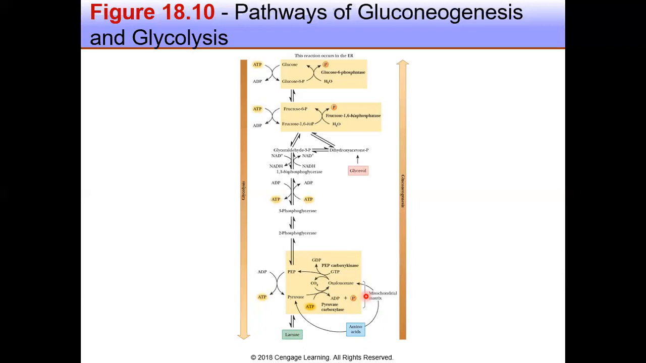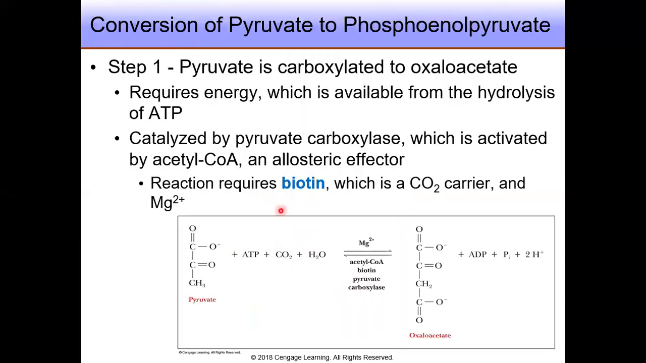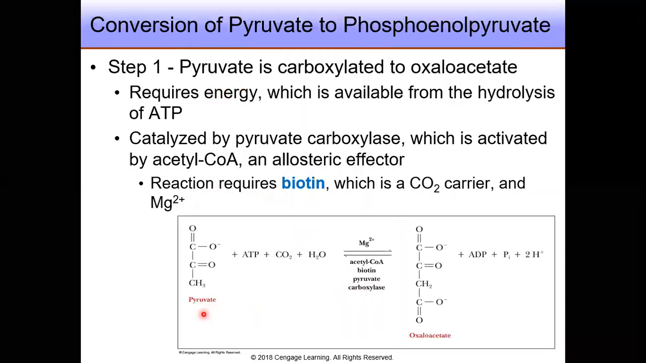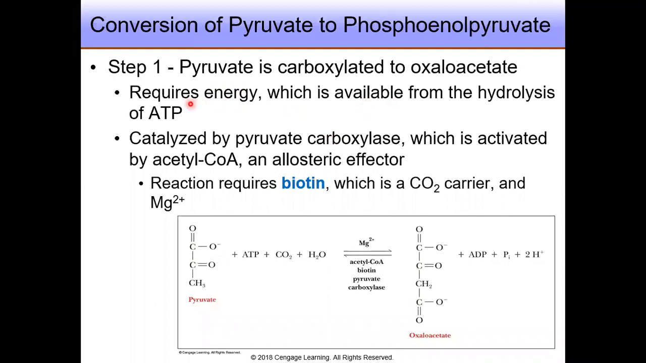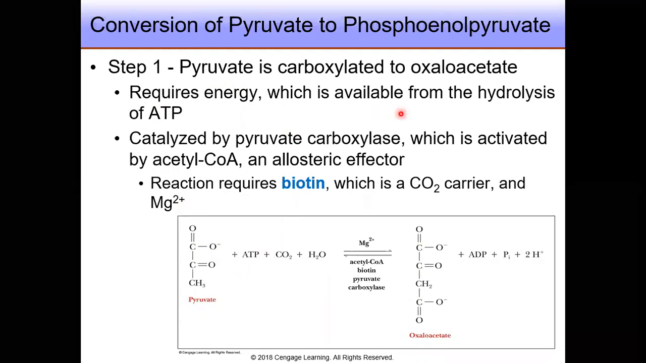So let's begin this process called gluconeogenesis by reversing reaction number 10 in glycolysis. And it is the first step. Then pyruvate is carboxylated to oxaloacetate. This requires energy in the form of ATP, catalyzed by the enzyme pyruvate carboxylase.